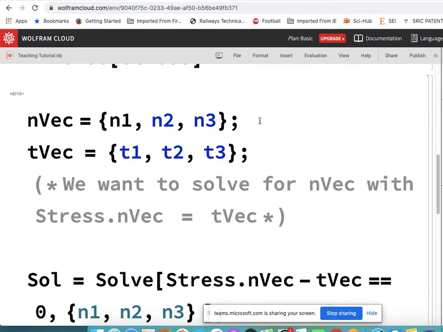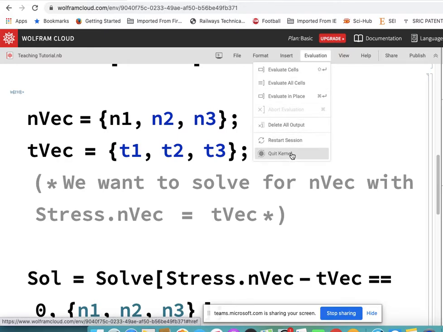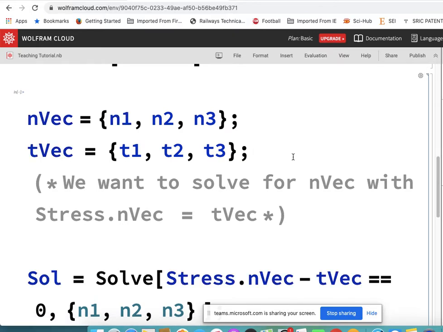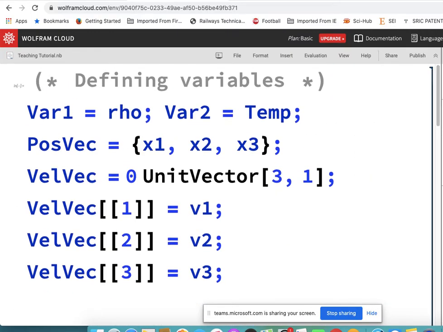Whenever you want the Mathematica server to forget some definition, you have to do something known as quit kernel. You can say quit kernel, then it forgets everything you have defined up till that point, and then you can go ahead and rerun things.